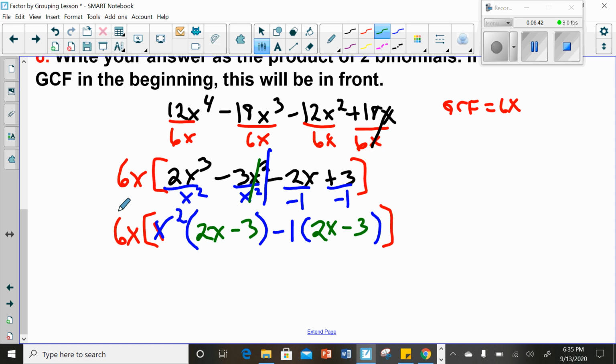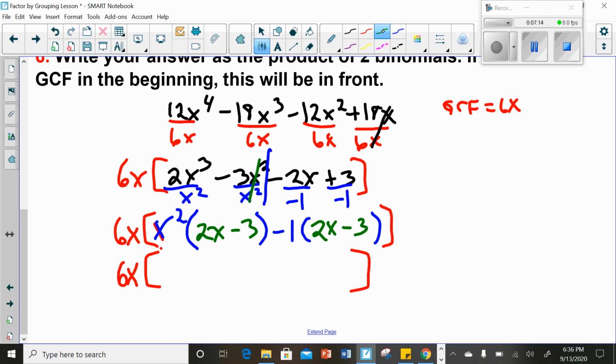So what's going to happen is we're going to still keep this greatest common factor of 6x out in front. So pull that out in front. And then this is one term because they're all being multiplied. And this is a second term. The factors in this term are x squared and 2x minus 3. The factors in this term are negative 1 and 2x minus 3. Do you see that they both have a factor of 2x minus 3 in common?